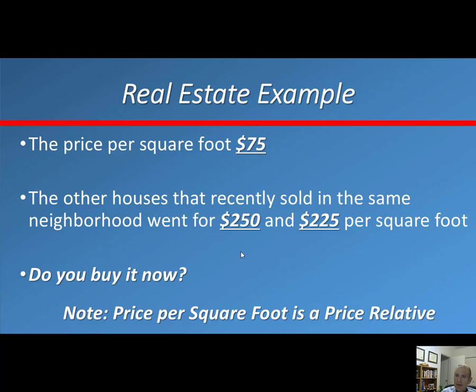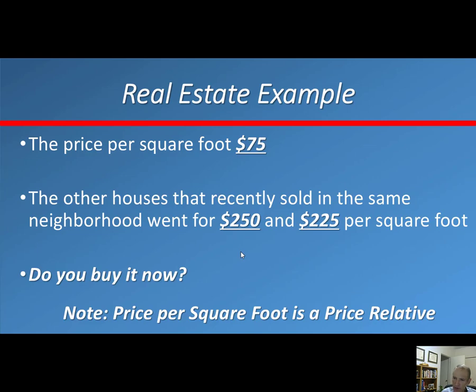Let's say we find out that this $150,000 house equates to $75 per square foot. And those other 2 houses that sold, they sold for $250 and $225 per square foot. Now do you buy it? Now it's getting much more interesting. And I can already tell you now, we've already done our first price relative. Price to square foot, or price per square foot, is a price relative.